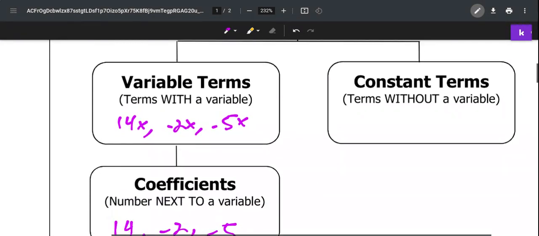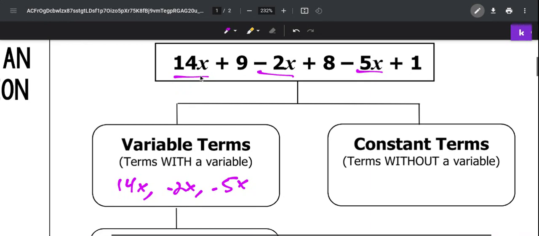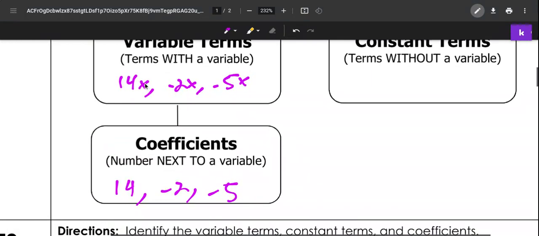It breaks down into a variable term. So the entire term is a variable term, which is 14x, for example. Then we break that down further, and the coefficient is 14. X is just a variable.